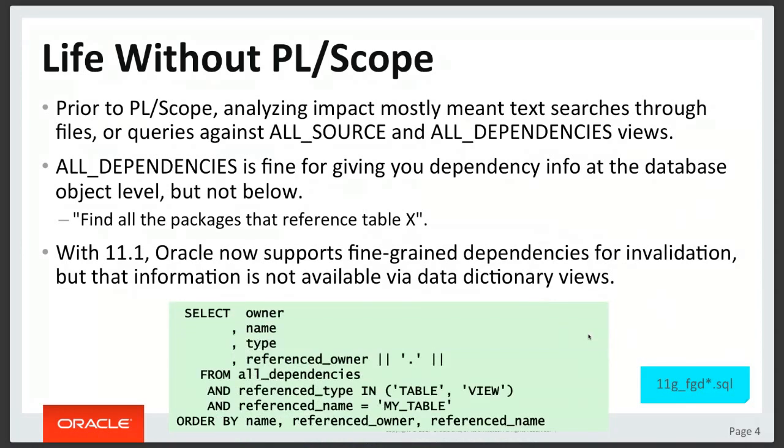This is an example of the kind of query you might write against all dependencies. So this is finding all the objects that reference a table or view, in a specific table in this case. And it's a good way of understanding how many different packages reference your tables and how you might want to narrow down those references to a relatively few packages. But in any case, it's still fairly limited in how much value it will give you.